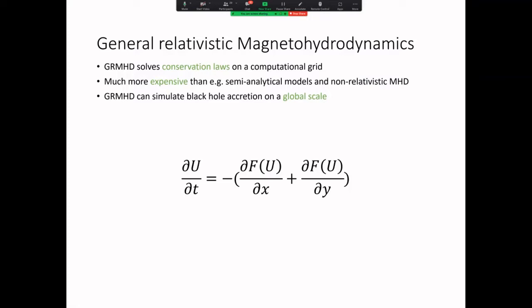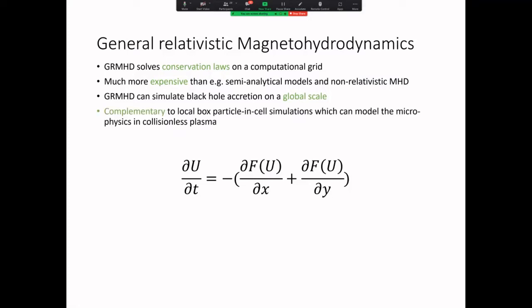This globality comes at a cost. You're essentially not resolving all of the dissipative scales. You also assume that the energy distribution of the particles is Maxwellian, so the fluid is very collisional, while in fact, often you have weakly collisional plasma around black holes. These weakly collisional effects can be modeled, for example, by particle-in-cell simulations on smaller scales, which on the one hand don't model the full scale of the system, but on the other hand can give more accurate data about the microphysics. So it's also complementary to all of these other efforts.